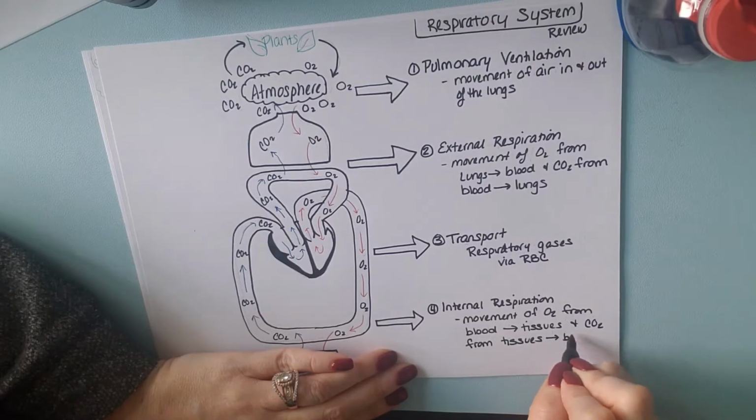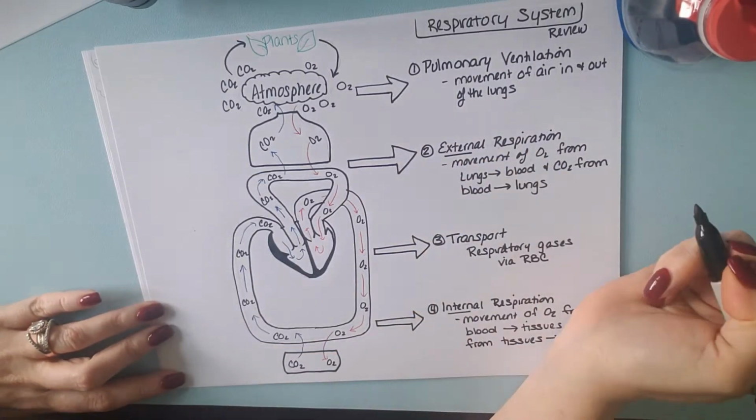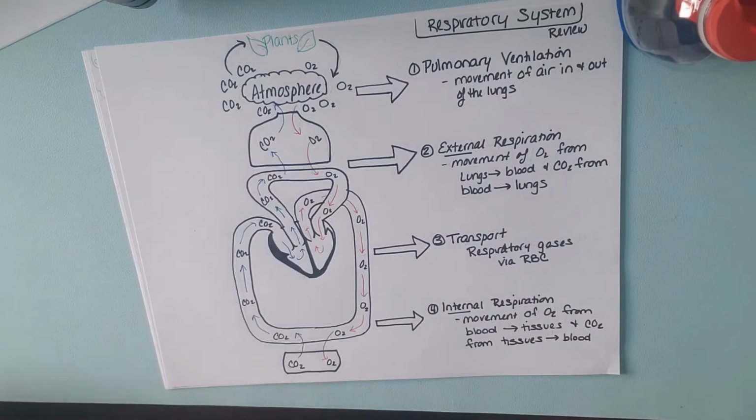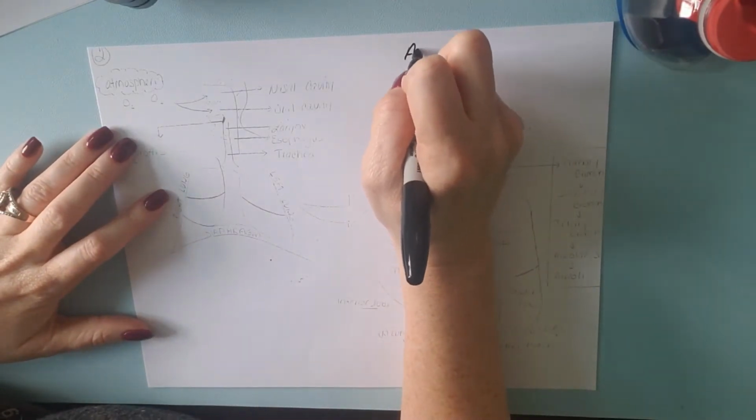So as you can see, respiration is not just oxygen going in and out of the lungs. It's pulmonary ventilation, external respiration, transport, and then internal respiration. All right, so let's review anatomy here now.